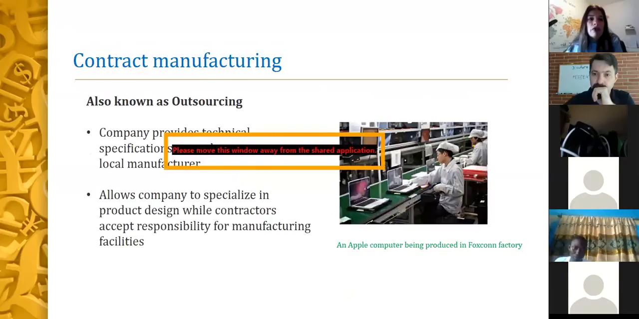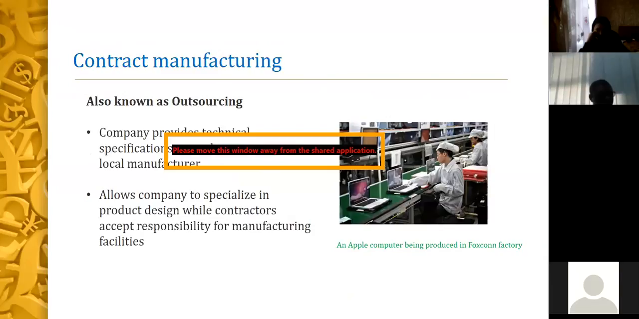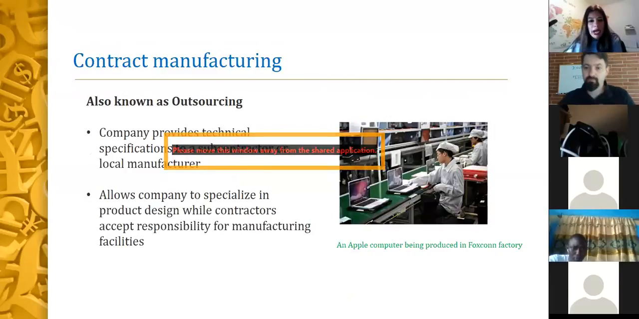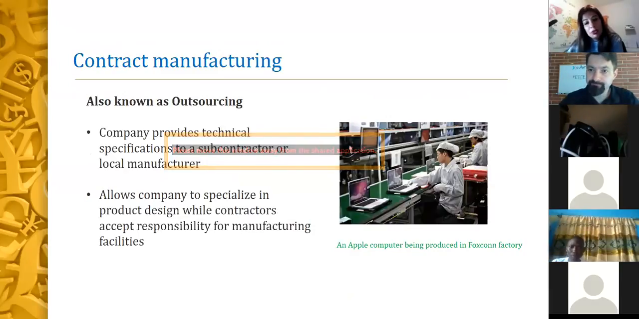Third way of entering into the foreign markets is what we commonly call as outsourcing or contract manufacturing, wherein a company like Apple provides technical specifications on how the iPhone should be produced, how the tablet, the iPad should be produced to its contractor in China.